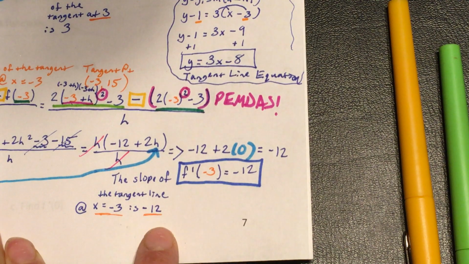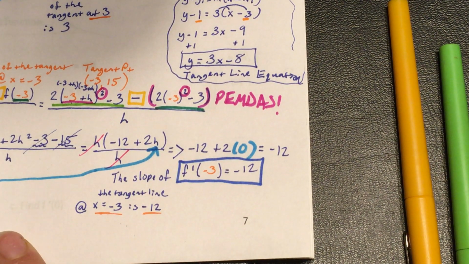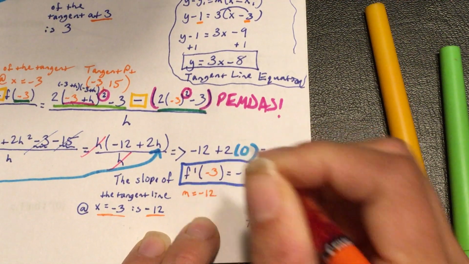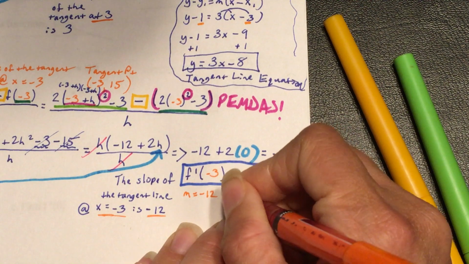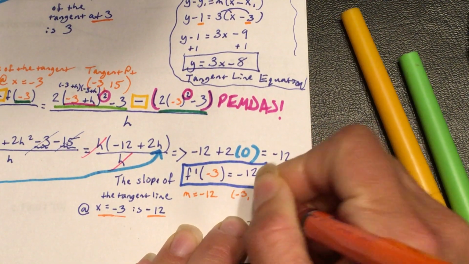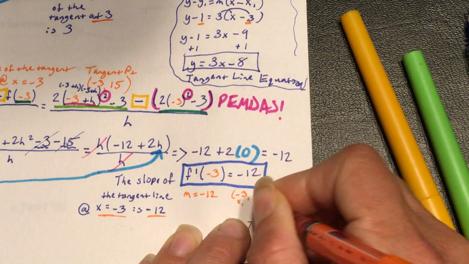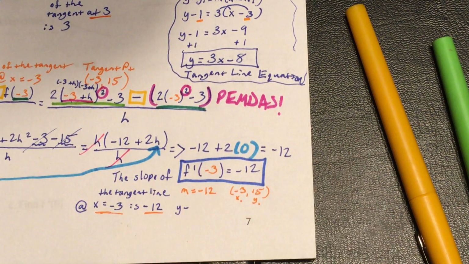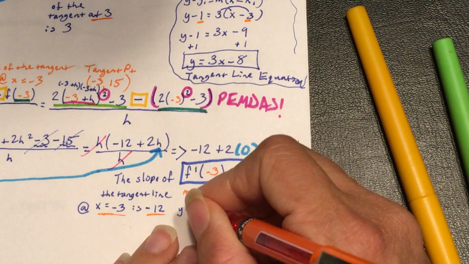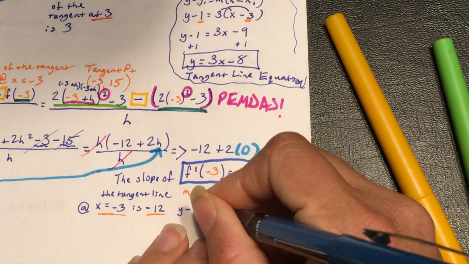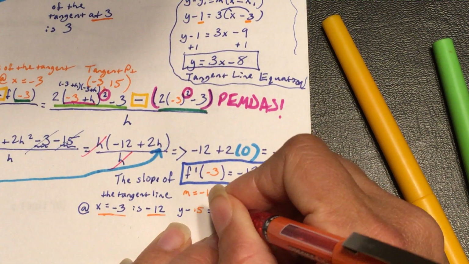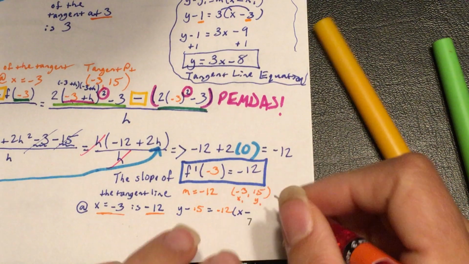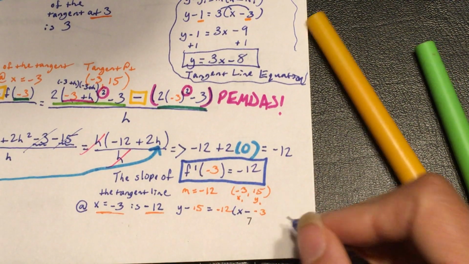So currently, we've got the slope and we have the tangent point. The slope of the tangent is negative 12 and the tangent point is (-3, 15). So that's going to be our x1, y1 in point slope form. So y minus y1, y minus 15 equals m, negative 12, times x minus our x1. Ooh, a double negative, so watch out for that.